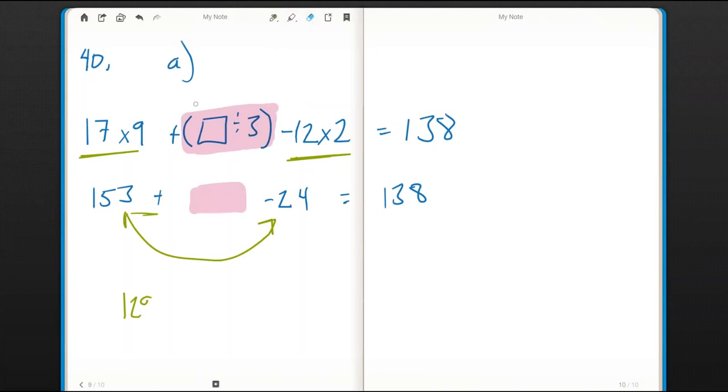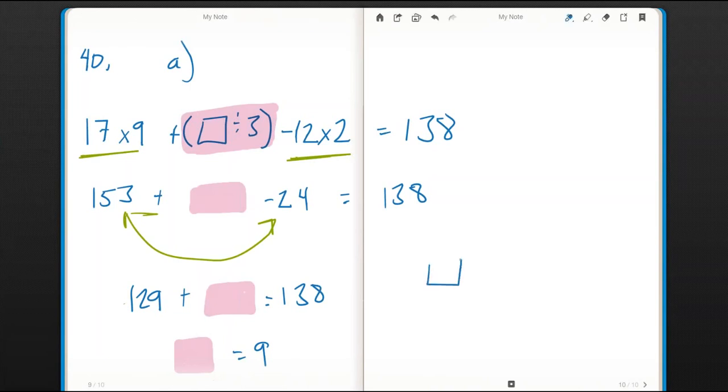Again, let me fix my color scheme. I have 129 buttons. I'm going to add a pink blob, and I'm going to end up with 138. It must be that what I added in my pink blob has to be equal to 9. That's the only way I can add to 129 to get 138.